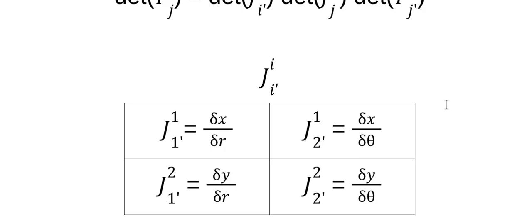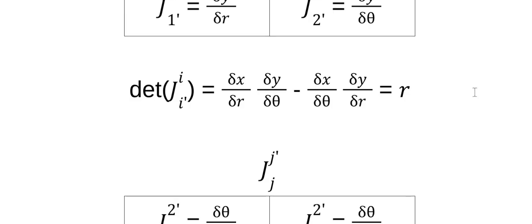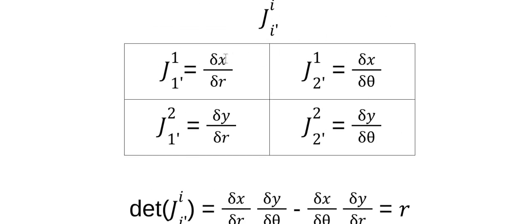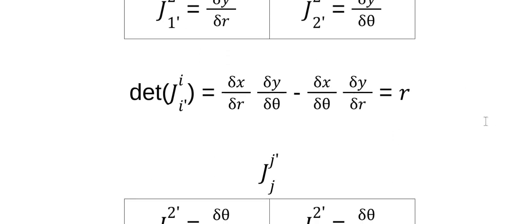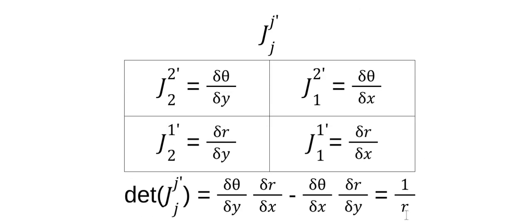And we did this yesterday. So this is the Jacobian for Cartesian to polar. And the answer, the determinant of this is R. And the Jacobian for, what did I say? This is Cartesian to polar. This is polar to Cartesian. And the answer is 1 over R.